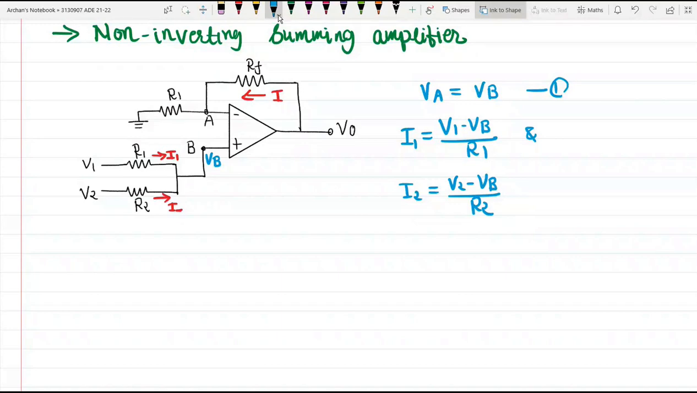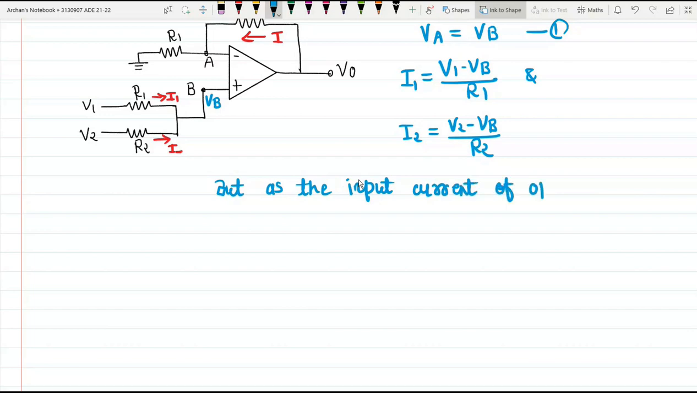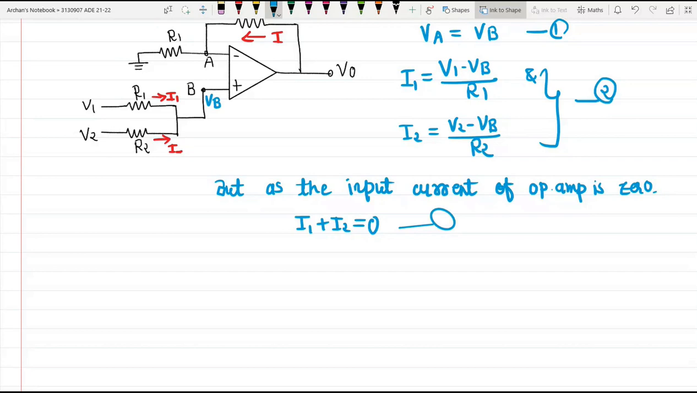This current I1 and I2, as you can see, are going into the non-inverting input terminal of the operational amplifier, but we know that the input current of the op amp is 0. As the input current of the op amp is 0, we can say that I1 plus I2 is equal to 0. Let us call the current expressions equation number 2 and this one equation number 3.